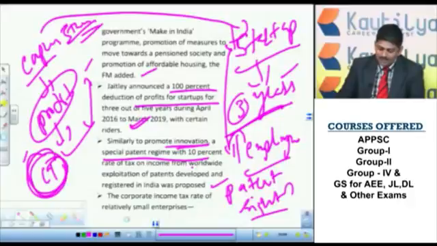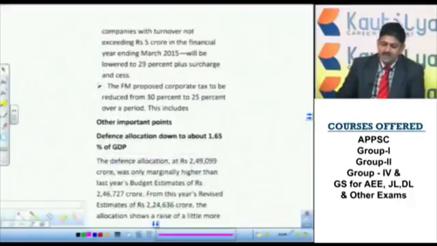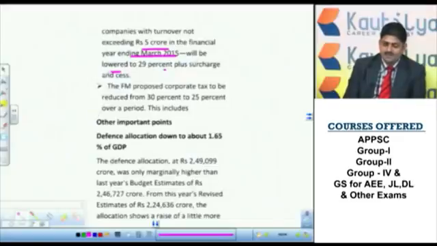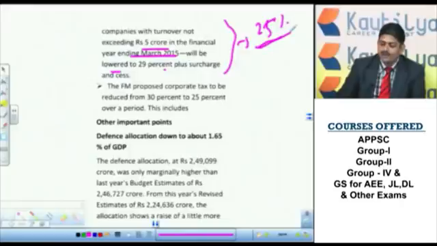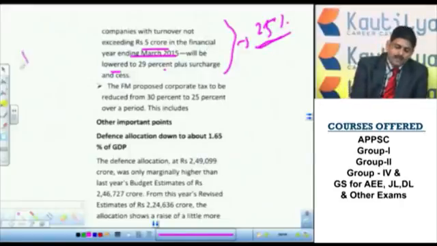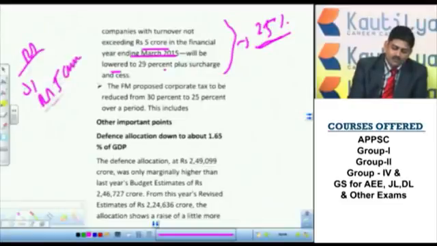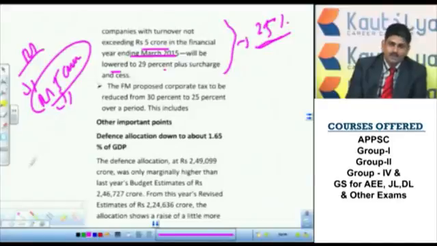Next, the corporate income tax rate for relatively small enterprises, a company with turnover not exceeding rupees 5 crore, financial year ending 2015, will be lowered from 29% plus surcharge and cess. Actually, I will tell you the figure. They want to reduce it to 25%. So here, if a company is doing business less than rupees 5 crore, that means its turnover is 5 crore. I am talking about the turnover, not the profit.